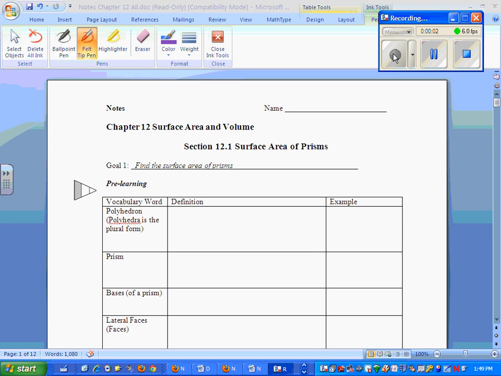Alrighty, this is our last chapter, chapter 12, surface area and volume. We're going to start with finding the surface area of prisms. Start with a polyhedron. Polyhedra is the plural form. If you're talking about more than one polyhedron, you say polyhedra. And this is a solid with flat faces.